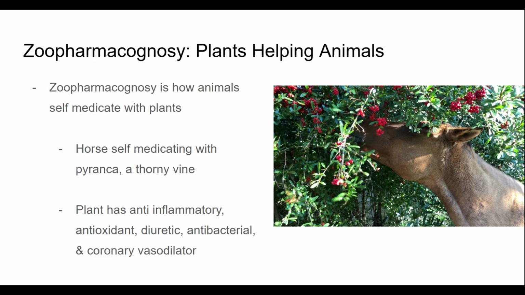One way plants help animals is through zoopharmacognosy. Zoopharmacognosy is how animals self-medicate with plants. This image shows a horse self-medicating with tyranka, which is a thorny vine that is not typically part of their diet. This plant is found to have anti-inflammatory, antioxidant, diuretic, antibacterial, and coronary vascular properties. The horse went out of its way to seek out this plant. It doesn't normally eat it, likely as a means of self-medication.